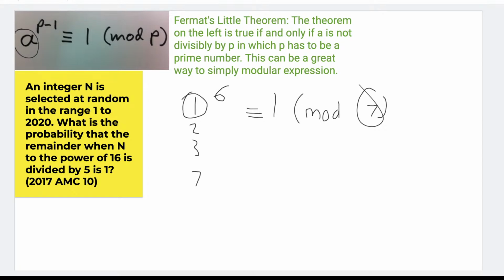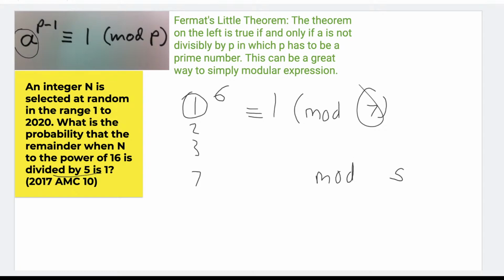So in this problem, it states an integer n is selected at random in the range 1 to 220. What is the probability that the remainder when n to the power of 16 is divided by 5 is 1? So this problem, instead of actually looking for patterns, Fermat's little theorem makes it very simple. So sorry for this line. So we're looking at numbers in mod 5, because clearly it says divided by 5. So in mod 5.